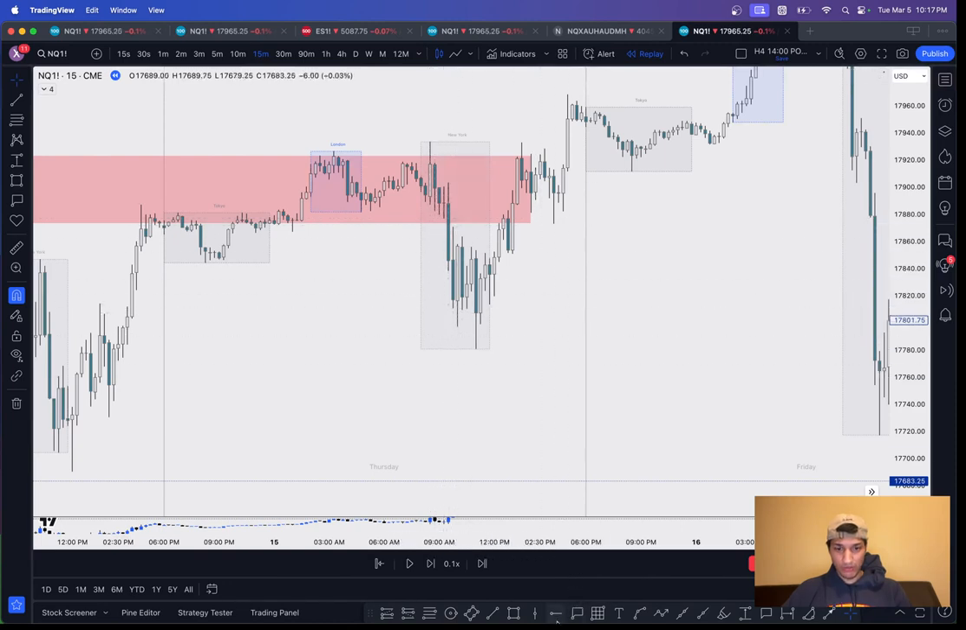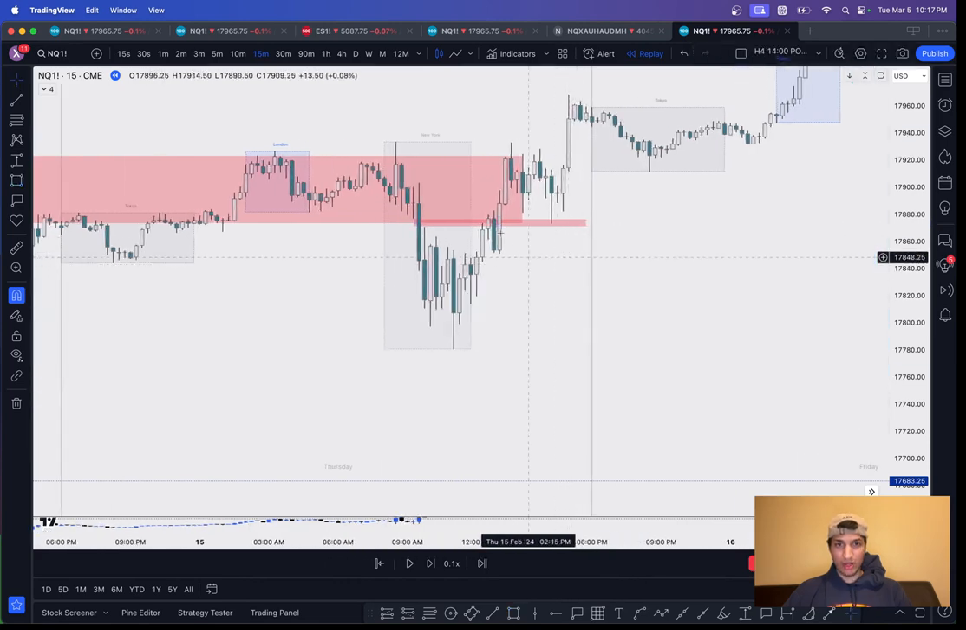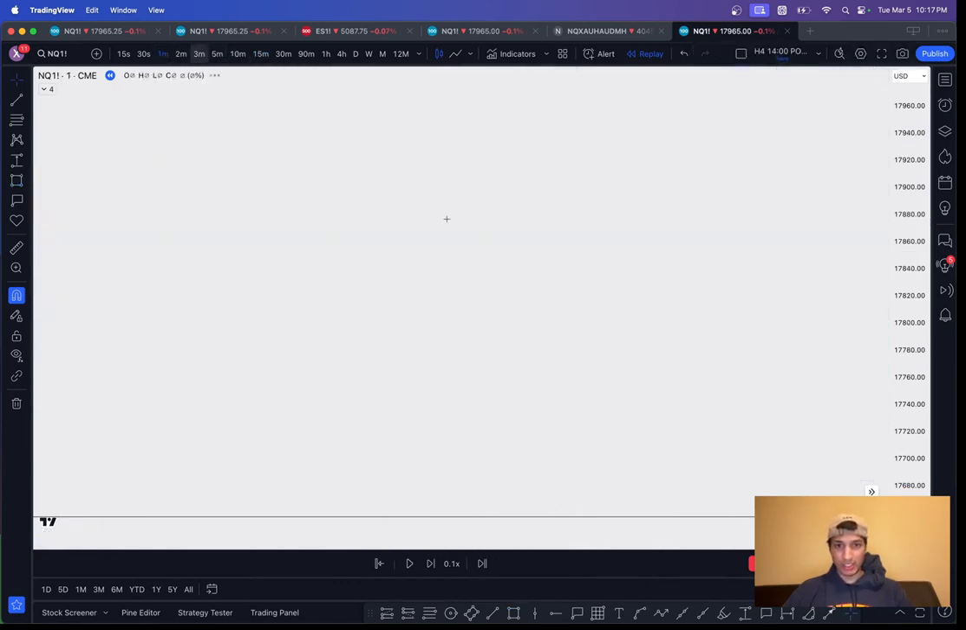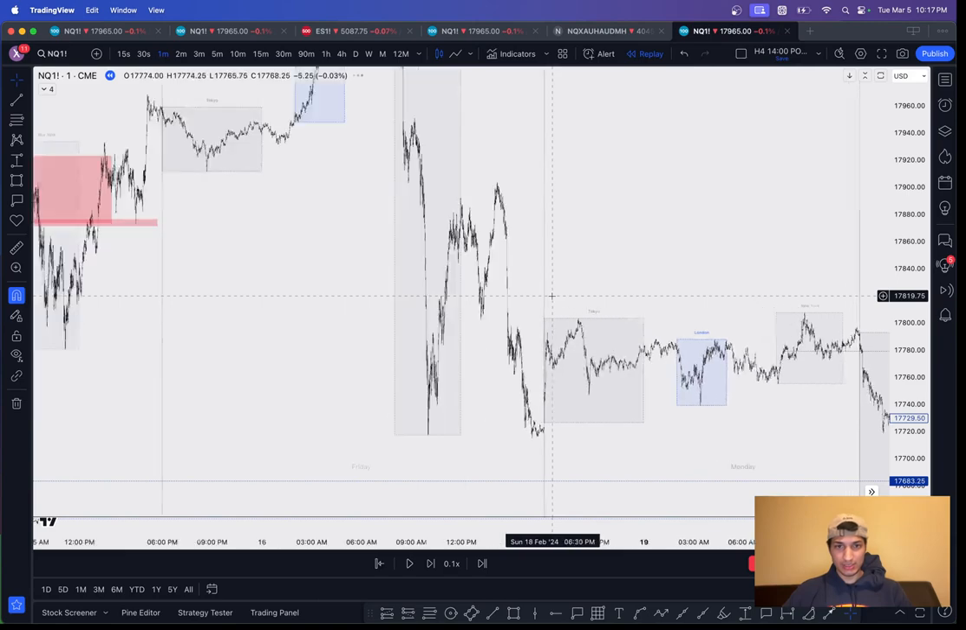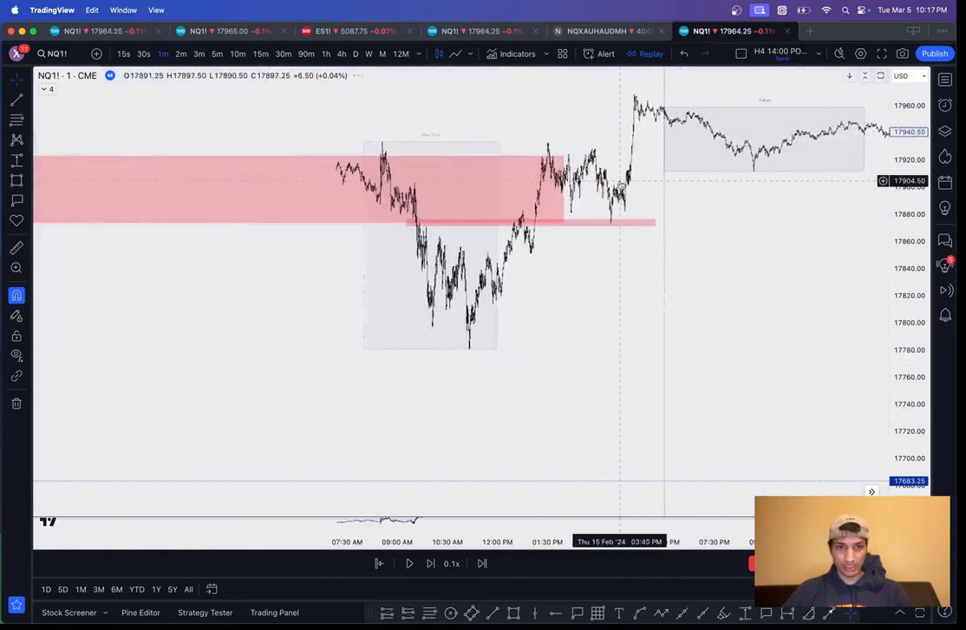You have a small fair value gap in here. And then on the 1-minute charts, do you get a trade? Let's see. So much data to go through.